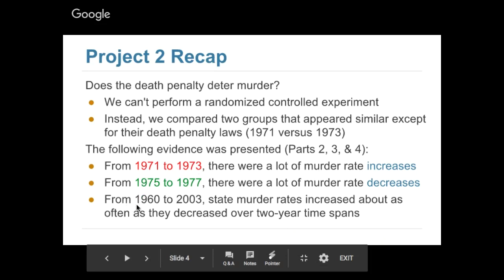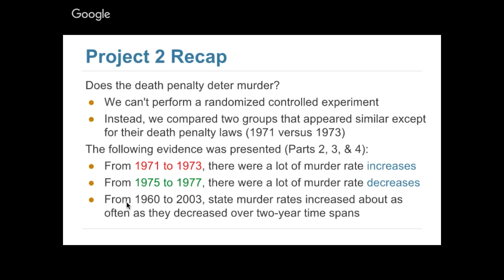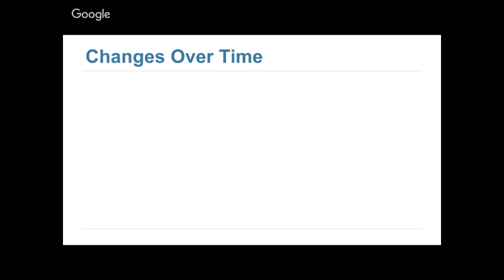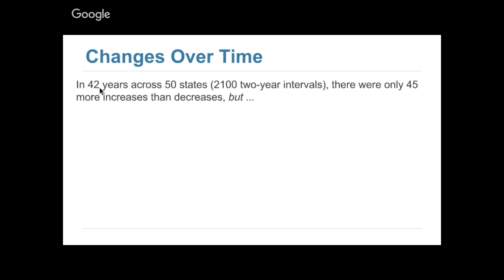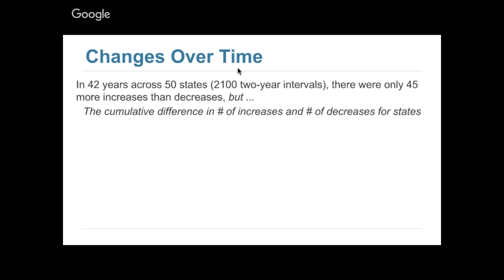And the truth is, if you look at this data from 1960 to 2003, we indeed find that the amount of increases was about the same as the amount of decreases. Right? You guys ran a hypothesis test for that. We found it to be true. But if you were to plot those increases or decreases in murder rate, here we see that in 50 states in 42 years, there are only 45 more increases than decreases, which is pretty close to 0 because we have 2,100 possible increase and decrease combinations.